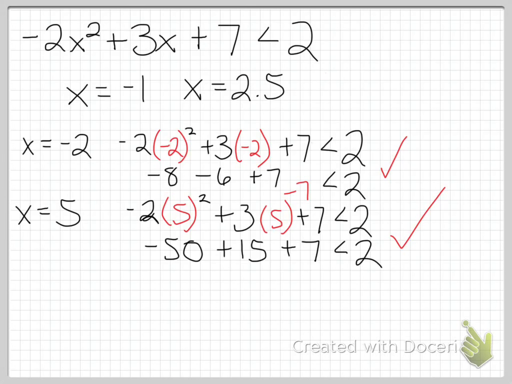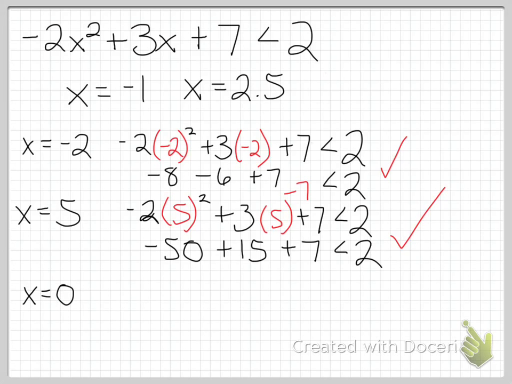And just on the off chance, let's check one number that is in between, just in case it's possible that we may have all solutions. I don't think that's going to happen in this case, but you never know. So go ahead and check all solutions. If there's any number that is between a negative 1 and a 2.5, let's go with something easy like 0.